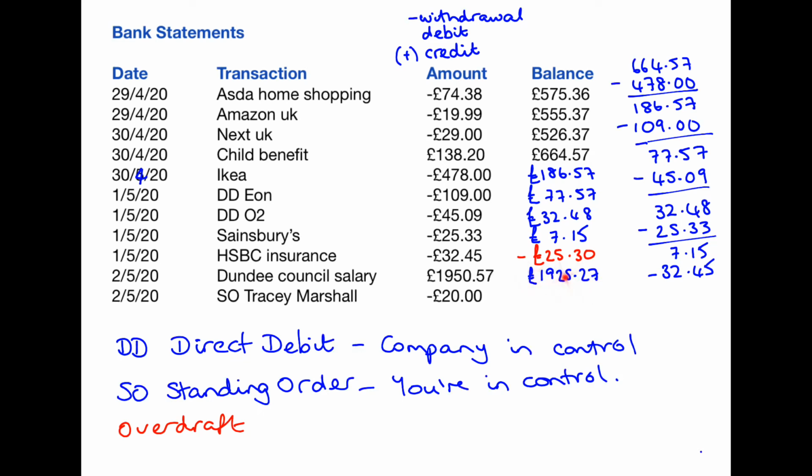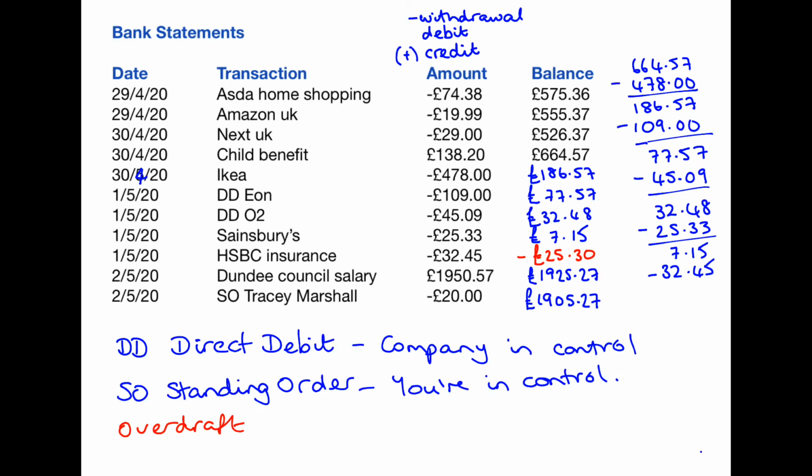Okay, so then we're back, we've been paid, this is our salary, remember, that means wages, that's how much money you get paid. So we've been paid this much, this is how much money we've got, and then we've got this standing order to Tracy Marshall that's going out, which is going to remove £20. So without a calculator, we can say that that's £1,905.27. So each time a transaction happens, the balance changes. It either goes up or down, depending on whether money has been spent or paid in.